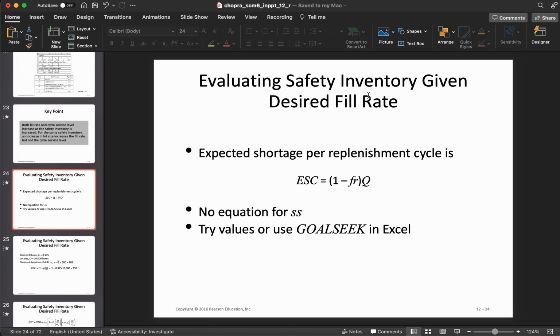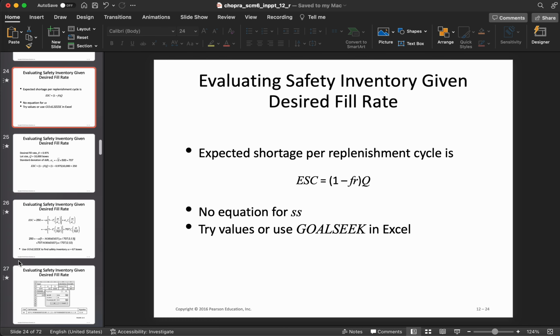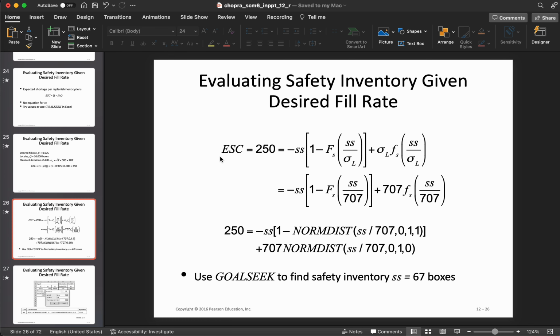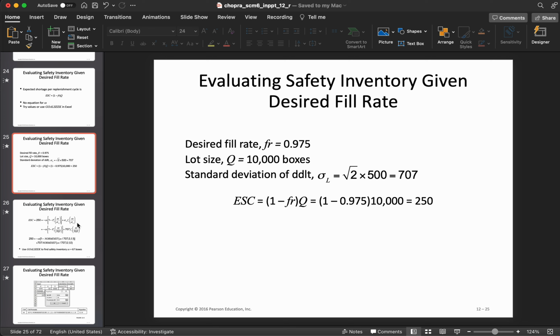So evaluating the safety inventory for a given desired fill rate, we'll have to use the Goal Seek. There is no simple equation for the SS, because if you look at this, the safety stock is within the probability distributions, and the probability distributions are extremely complex values. So for example, if we want our fill rate to be 97.5%, then our expected shortage should be 250 units, right?